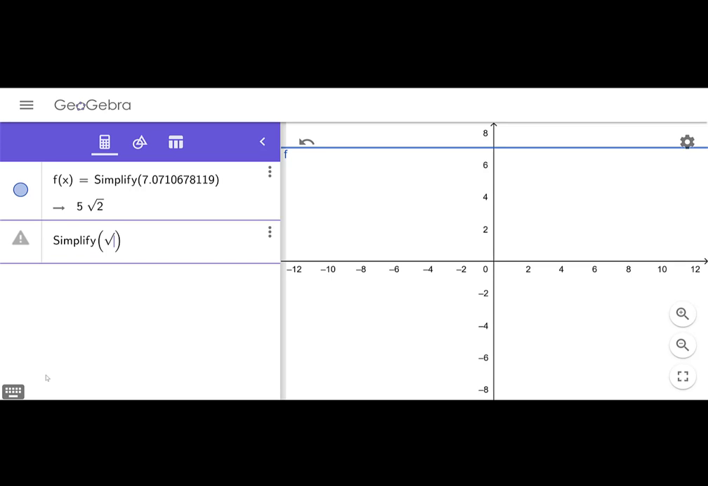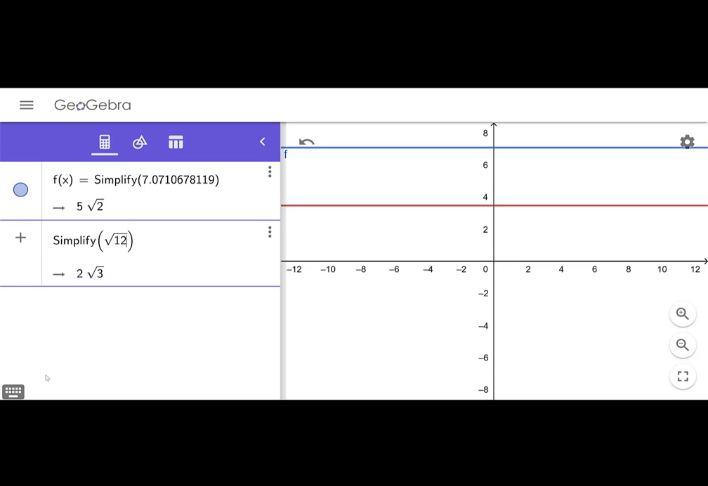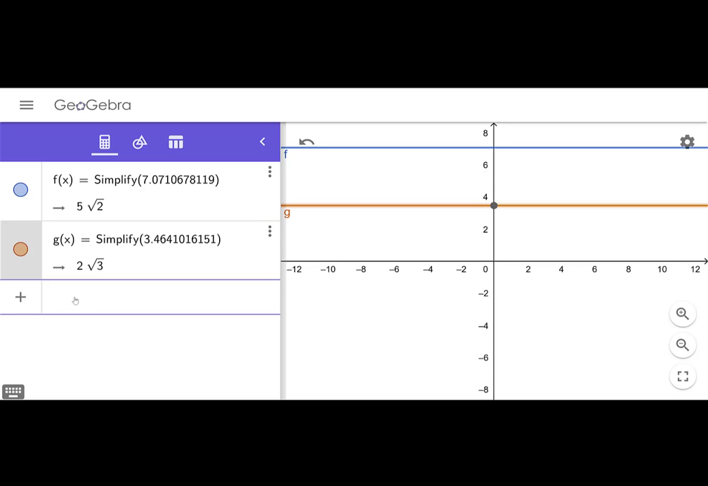So you see that? It makes the square root, and I want the square root of 12. And I'm done with that one. 2 radical 3. Very nice. So let's try a couple more.